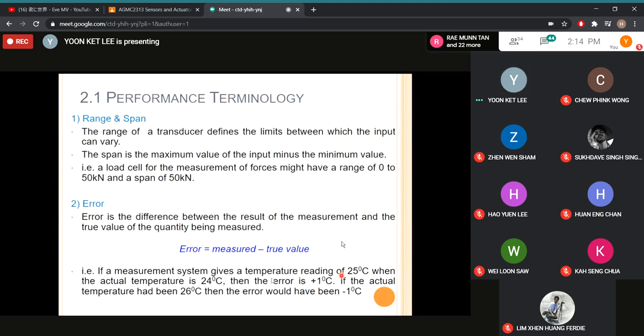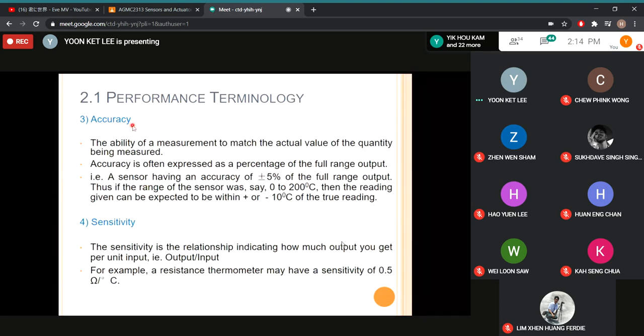So, for example, if we measure a system as 25 degrees when the actual temperature is 24, then the error will be positive 1. If the actual temperature being measured is 26, then there will be a negative error of 1. So the next term will be the accuracy.